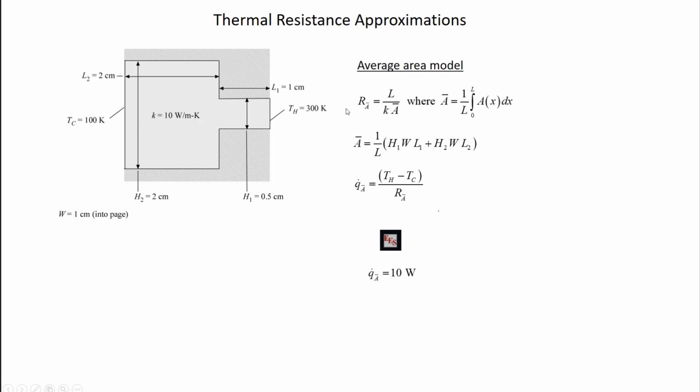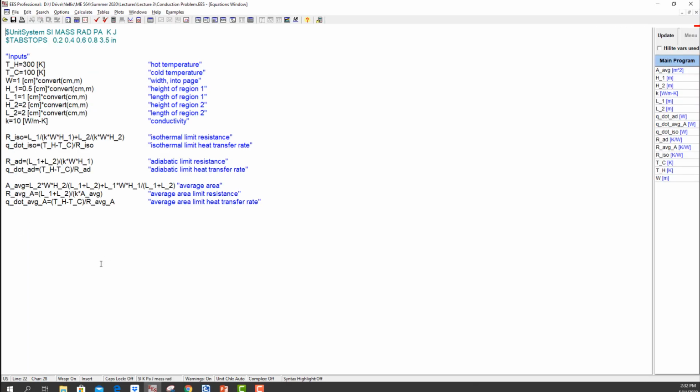So we can do that as well, just to compare it to the other two models that we have. If I'm going to evaluate A bar for this particular problem, it's pretty simple because the area is constant for one part of the path. So this integral for the first part of the path is going to be h1 times w times L1. And then for the second part of the path, the area is going to be h2 times w times L2. And then I divide by L, which is L1 plus L2, and I get A bar. And I would take the temperature difference and divide it by this resistance that I get using this A bar, which is what I did, I think, right here.